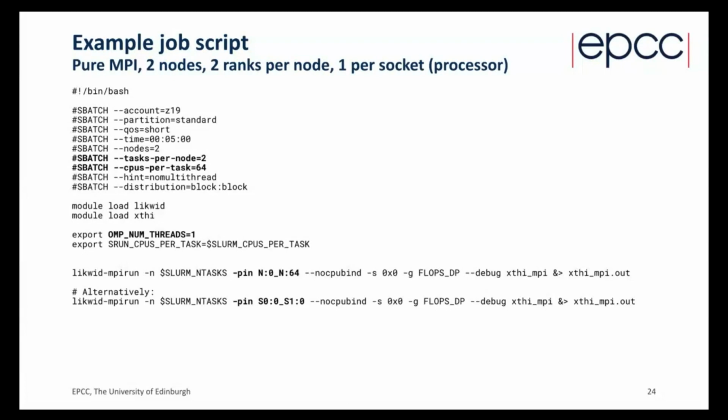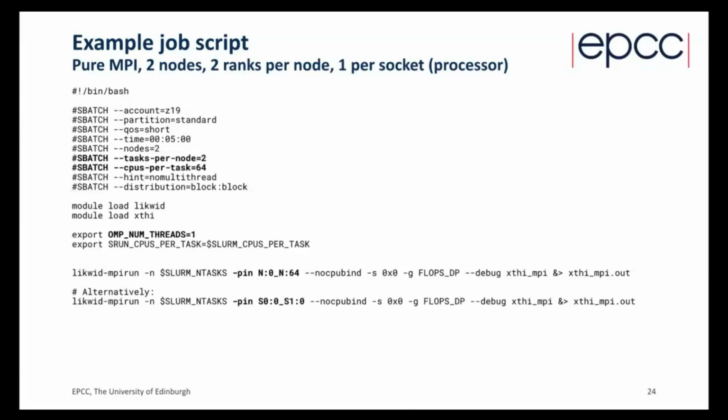So again, it's still 2 nodes, but it now has a much smaller number of ranks, just 2 ranks per node, so 4 ranks in total. Let's place things to have 1 rank per socket. So we ask still for 2 nodes. Now we have 2 tasks per node, 64 CPUs per task.